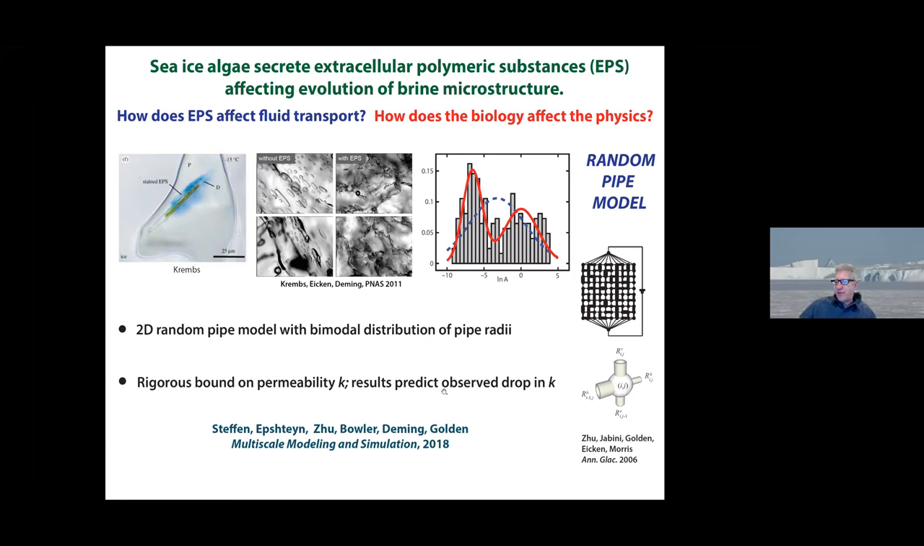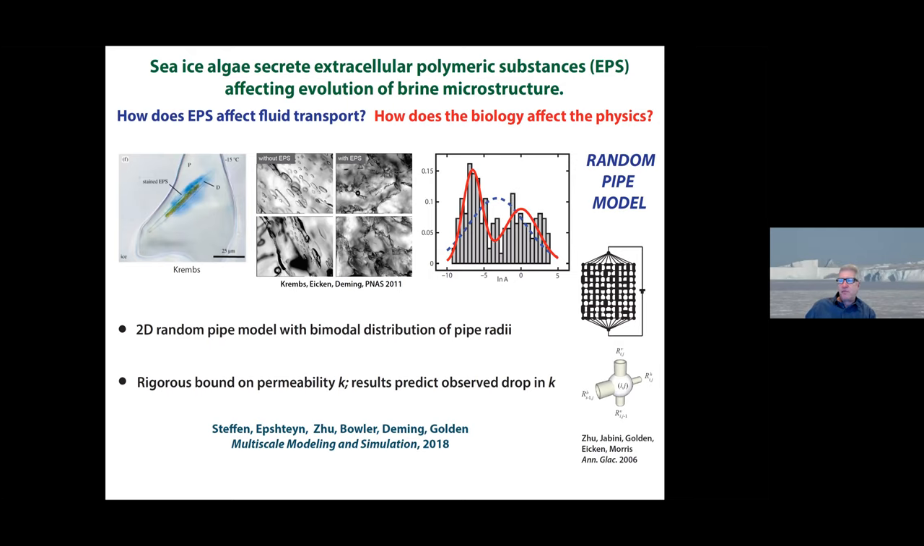And so then one of my PhD students worked on this and did a big numerical model, and also did rigorous bounds on the fluid permeability based on an analytic expression for this bimodal distribution. So this is an interesting study because it's not a typical question in sea ice biology. It's not how the physics affects the biology, but rather, how does the presence of the biology affect the physics?